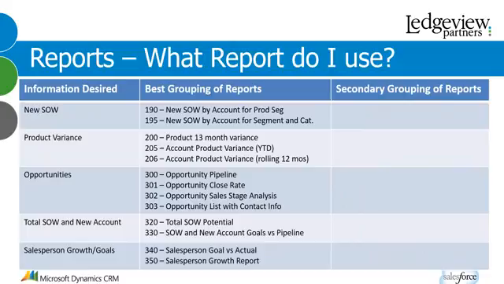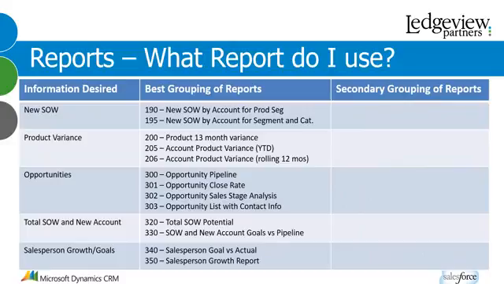New share of wallet. We know how important new accounts are, but new business within an existing account is also very important. We want to make sure we capture that in a report. Report 190 shows it by account for a product segment, and 195 does by a product segment and a product category. Product variance, we give you 3 different ways to dissect that data: 13-month variance, a year-to-date variance, and a rolling 12-month variance.